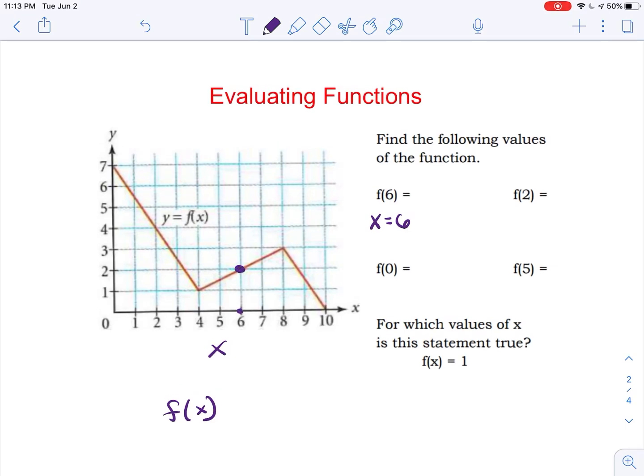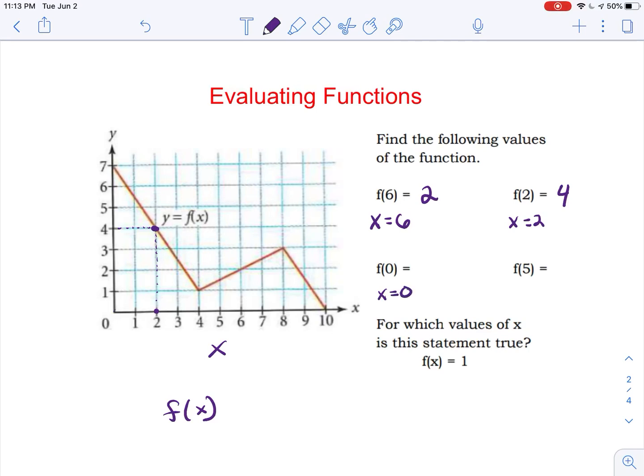So we go over to 6 right here, and the point that we're looking at is right there. What is the corresponding y value? 2. So f of 6 is equal to 2. Let's try another. What is f of 2 asking? Well, it's asking me to find my y value where x is equal to 2. So that's right here. We go up to our graph, and we look for the corresponding y. That's 4. So f of 2 is equal to 4.